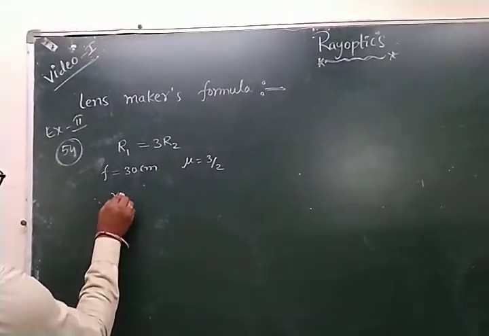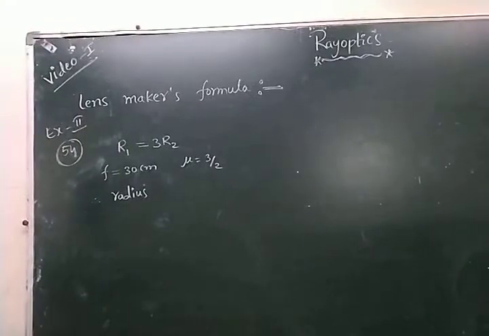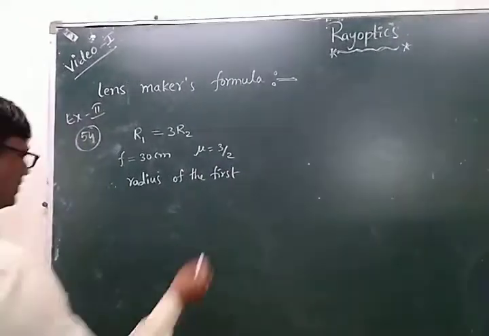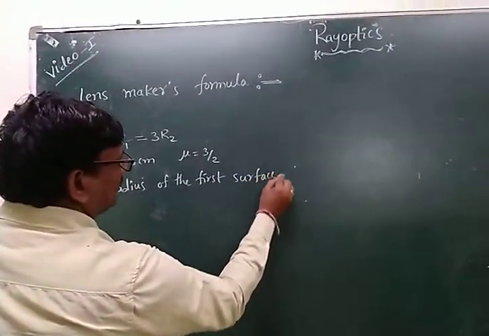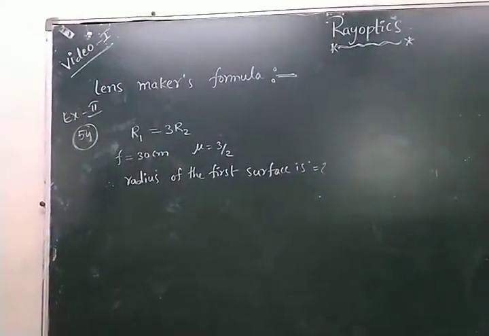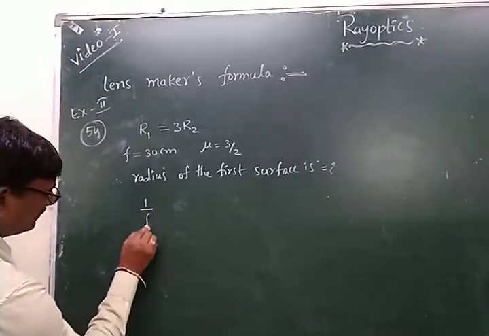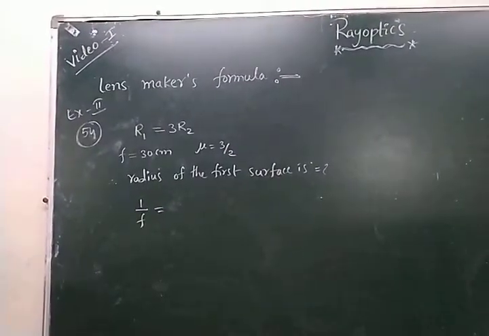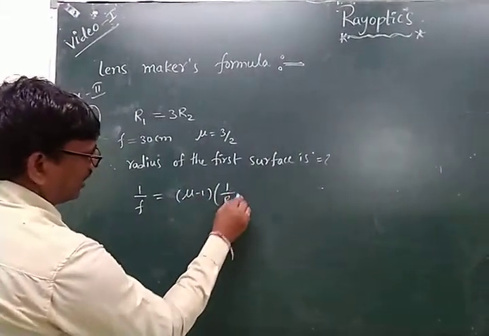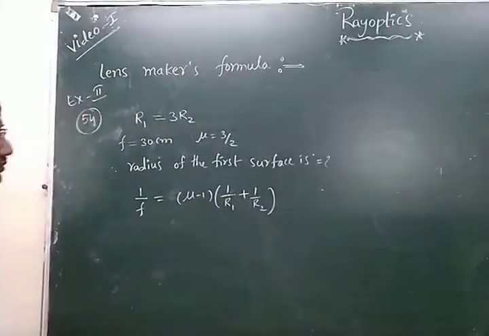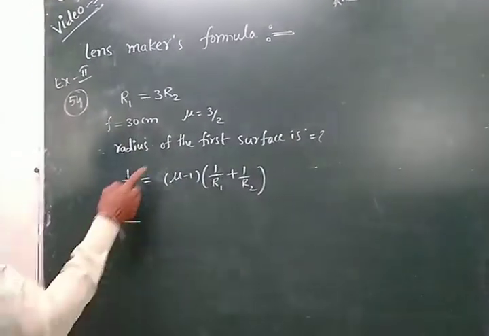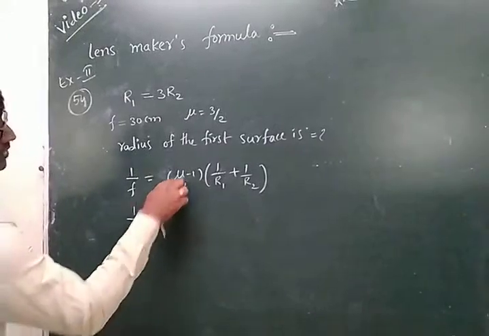Therefore, the radius of the first surface. Now here, convex or concave? What is the formula we take? 1 by f is equal to (nu minus 1) into (1 by r1 plus 1 by r2). But here f is given as 30 centimeters, and nu is 3 by 2.